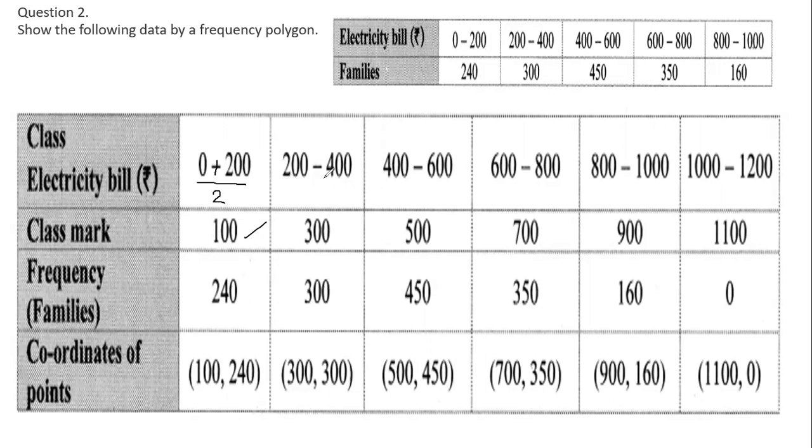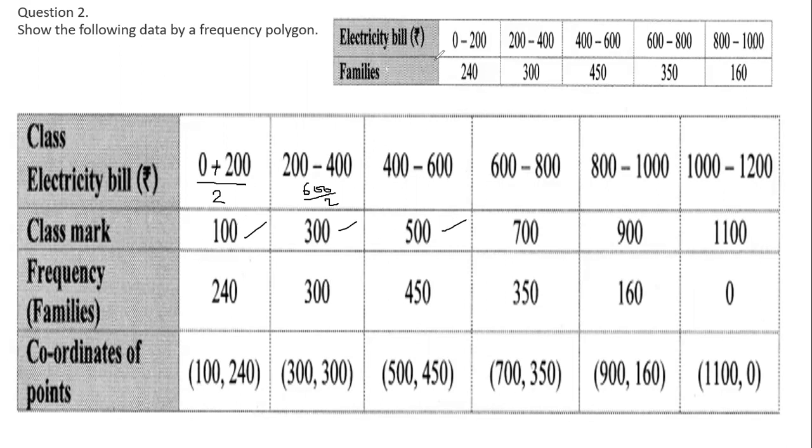Same way, 200 plus 400, you get 600, and 600 divided by 2, you get 300. 400 plus 600 is 1000, so the class mark is 500. Like this, you get the class marks.